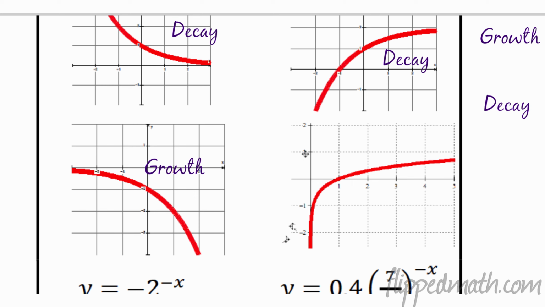Is y equals 1 an asymptote? Let's pretend it's not. This is just going higher and higher and higher, and it'll just keep going higher and higher. Okay? Well, that would be growth. There'd be decay. Would it be decay?